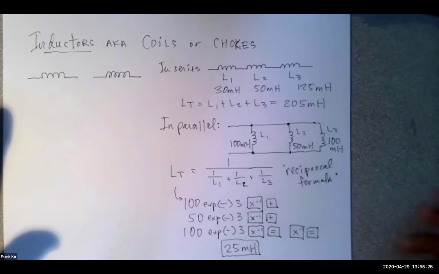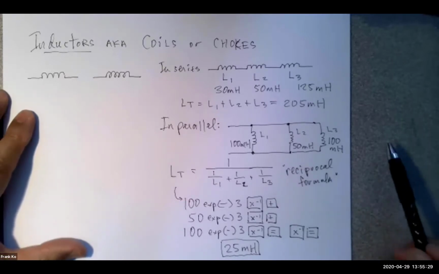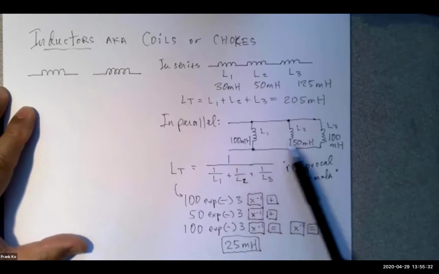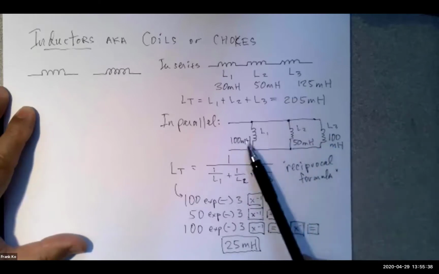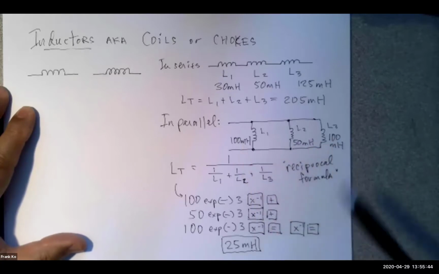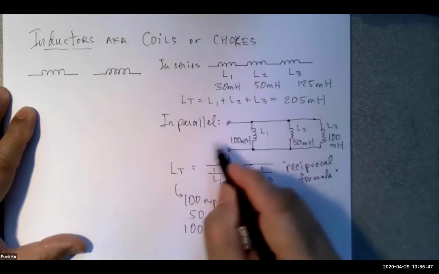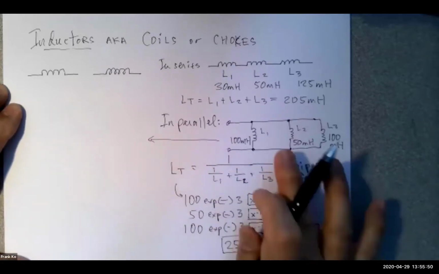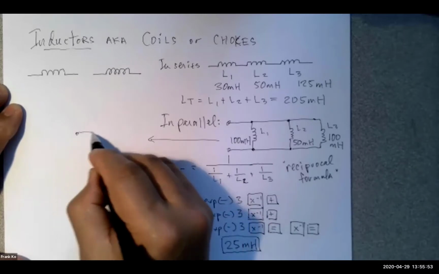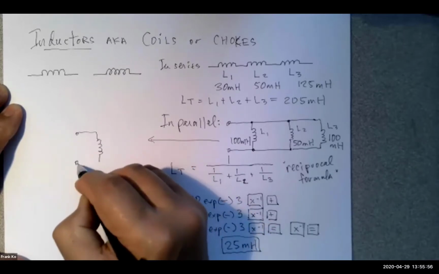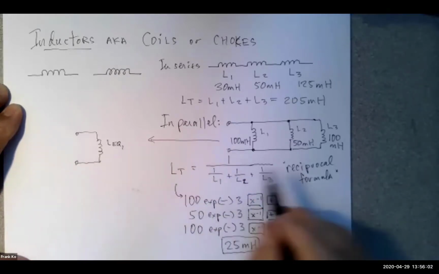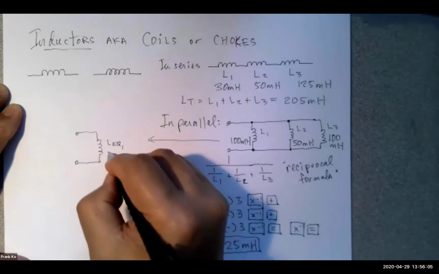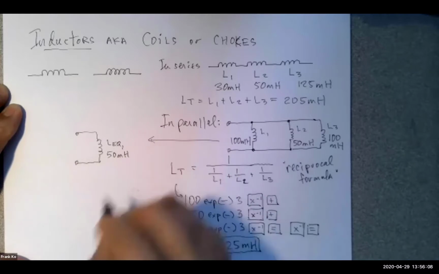But the other shortcuts also apply. Did you happen to notice the values I picked? I have a 100 and a 100. Well, if I have 100 parallel to 100 millihenries, don't I have two of the same value? And if I have two of the same value, can I simply take that value and divide by the number of coils that have that value? So this can simplify into this circuit where I have an LEQ1, where 100 parallel to 100 would result in 50 millihenries.